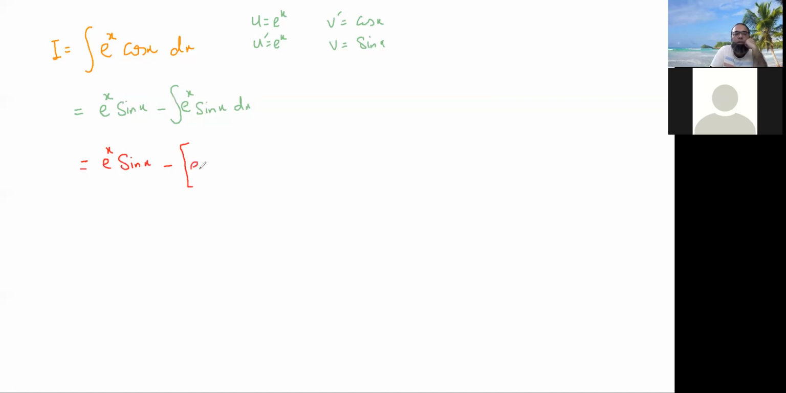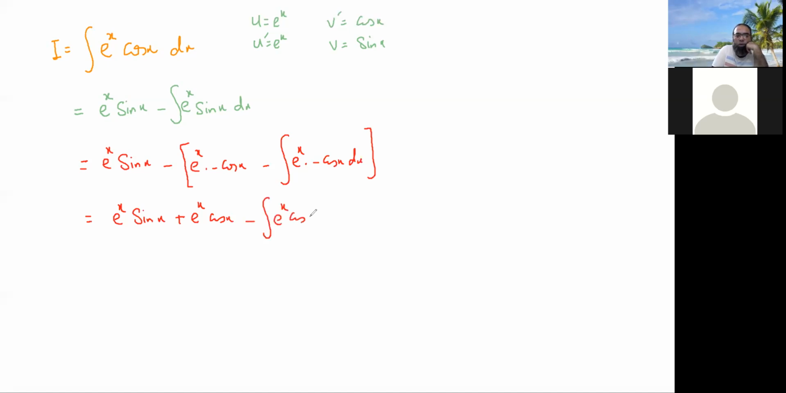So this e raised to x comes as it is, and integral of sine x is going to be minus cos x. Now minus, e raised to x derivative is e raised to x, and integral of sine x is minus cos x dx. So we simplify this a bit. This is e raised to power x sine x minus plus e raised to power x cos x. Minus into minus will keep it as minus. So this is e raised to power x cos x.